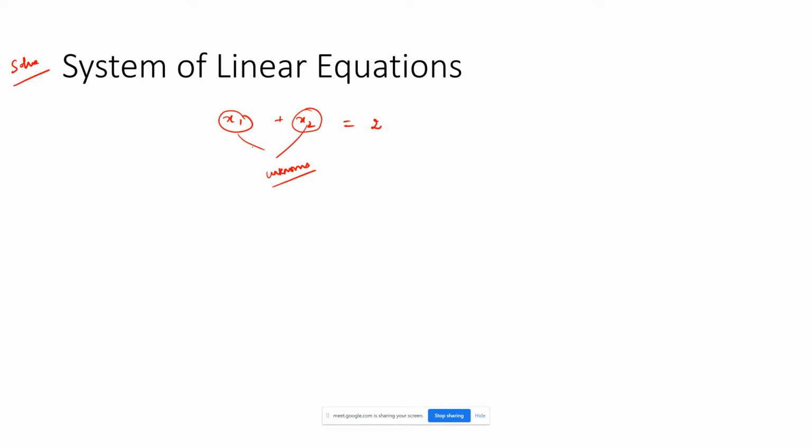Now what do we know about these unknowns? We know that if you add them together, the sum should be equal to 2. Now what is the solution to this equation? A solution to the equation is any value that, when substituted for the unknowns, makes the equality hold. For example, I can substitute x1 equal to 1, x2 equal to 1. This is a valid solution to the equation. Why? Because if I replace the unknowns with 1 comma 1, I get a 2, which is equal to the RHS.